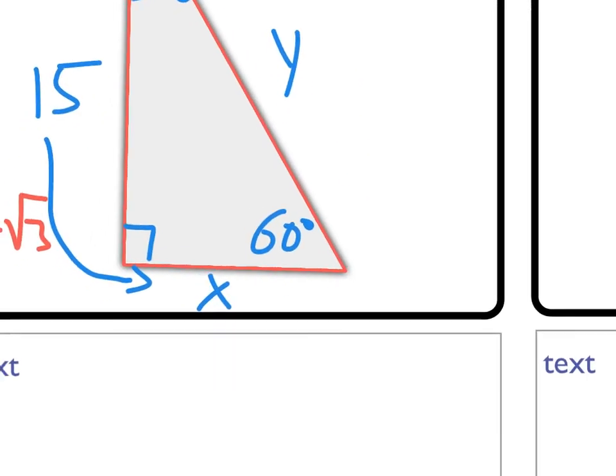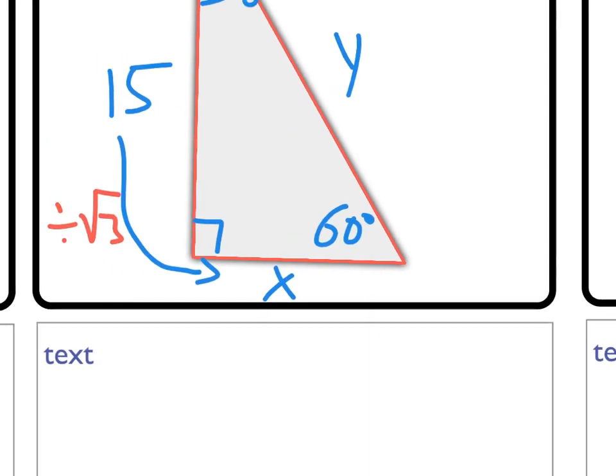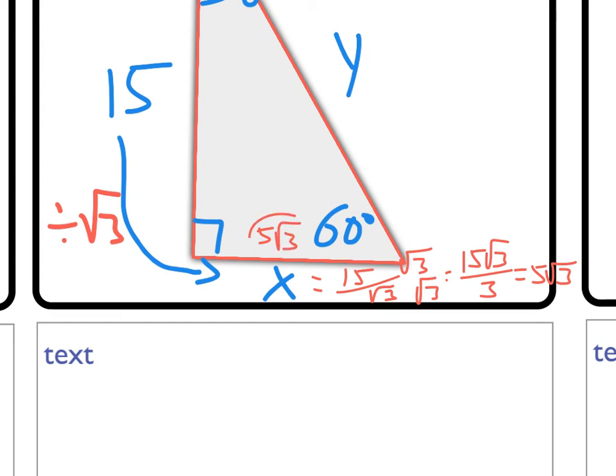And so that gives us 15 divided by the square root of 3. Which, if we multiply top and bottom by the square root of 3, that's 15 square root of 3. Square root of 3 times square root of 3 is the square root of 9, which is 3. And this is 5 square root of 3. Okay, so this guy is 5 square root of 3 for this one.